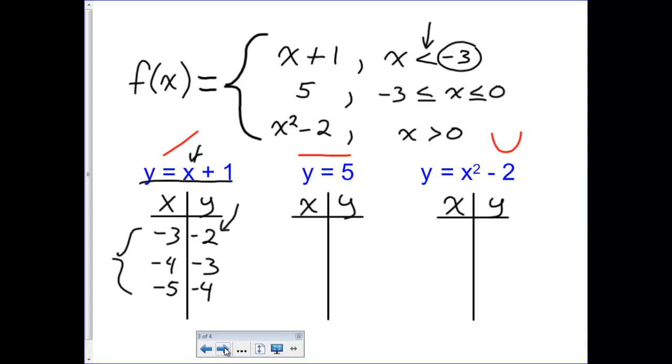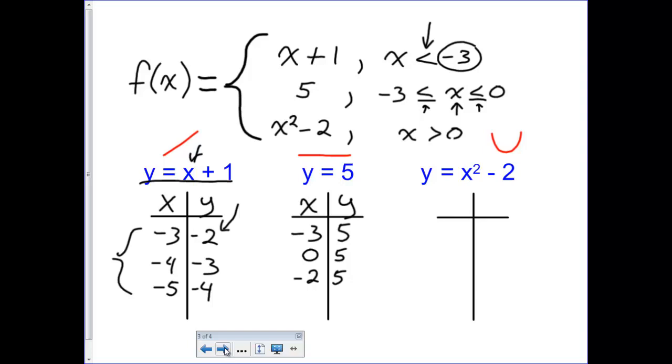Go on to the next one. I'm looking for values that are between -3 and 0. So I'm going to pick a -3 to start with for x, a 0 on the other side, and then a number in between. Let's go ahead and choose -2. And y has to equal 5 every time, so no matter what I choose for x, my output has to equal 5. So there's 3 points I can graph. And because of the equal to signs, my dots will actually be closed on those points, including those lines.